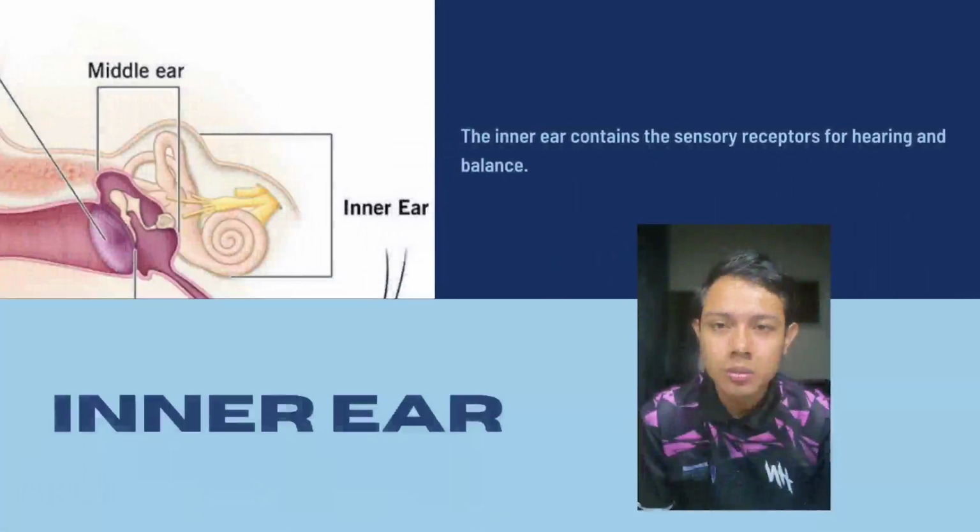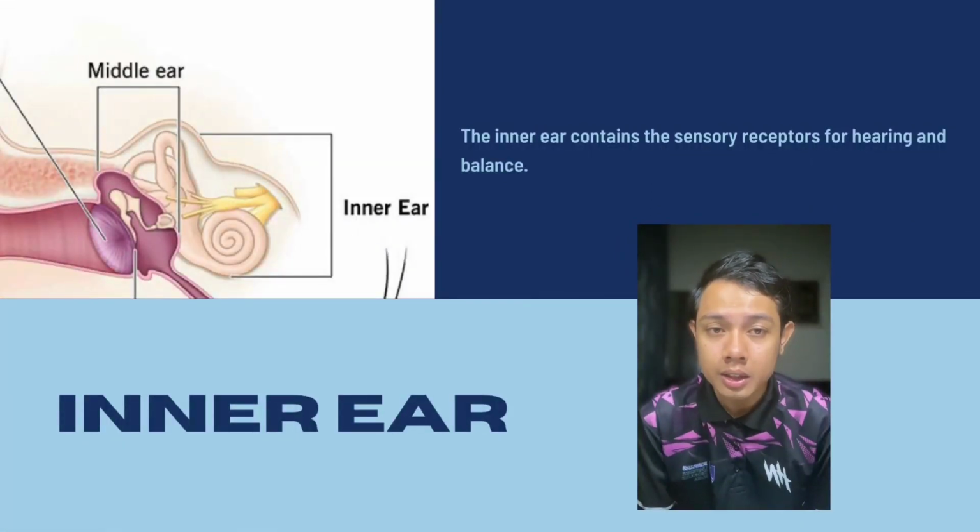Assalamualaikum. Now I will explain the other structure of the ear, which is the inner ear. The inner ear contains the sensory receptors for hearing and balance. The structure of the inner ear is a maze-like system known as the labyrinth. The labyrinth is a complex structure in the inner ear which contains the organs of hearing and balance.